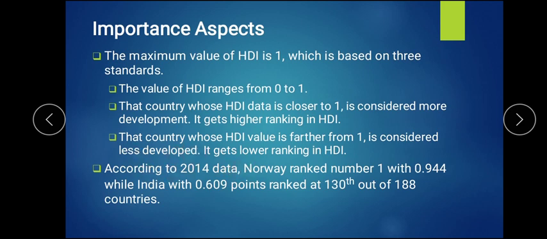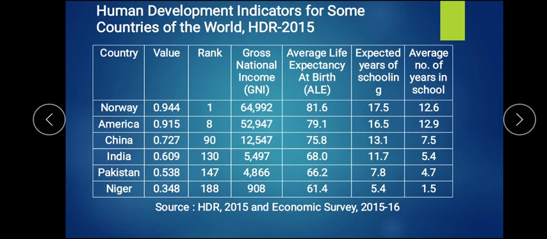Then according to 2014 data, you find that Norway ranked first with 0.944, whereas India ranks 130th with 0.609 points out of 188 countries. So let's look at the table. You find the same countries are taken here. Their HDI has been calculated and kept, and you find at what ranking they are.